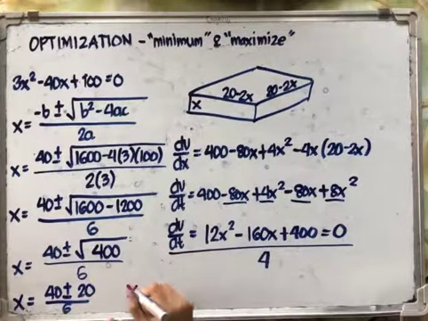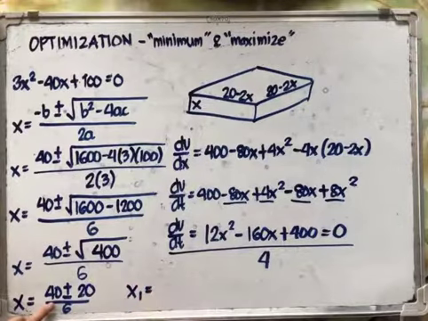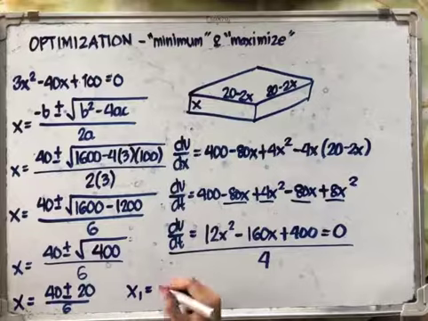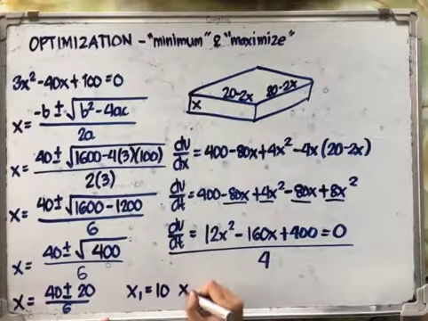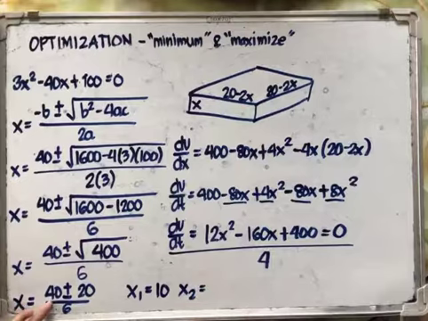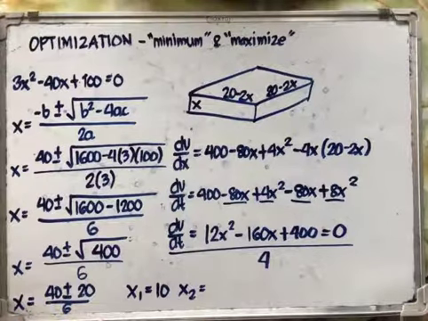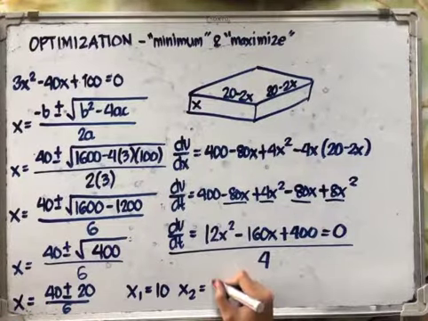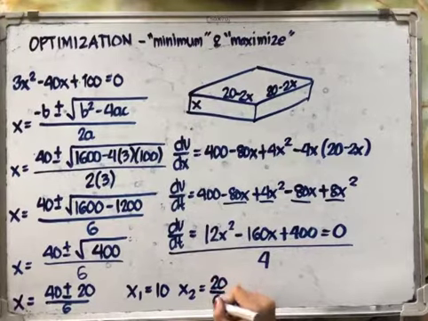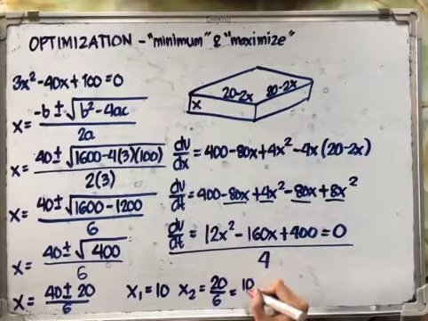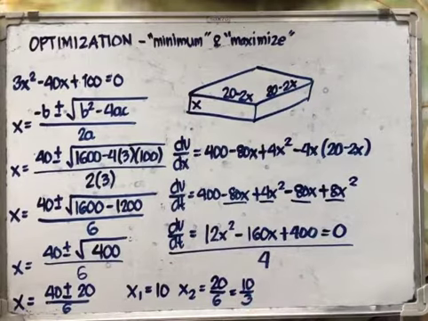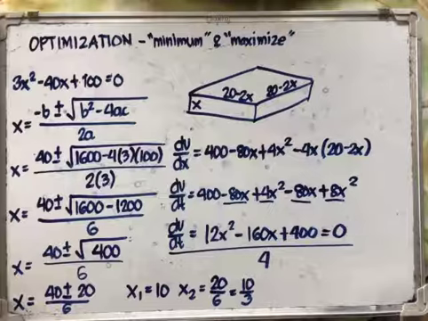So let's have it here. X1 is 40 plus 20. That is actually 60 divided by 6 is 10. And gives you your X1. And X2 is 40 minus 20. Okay, that's 40 minus 20 is 20 over 6, right? 20 over 6, or that's 10 over 3.